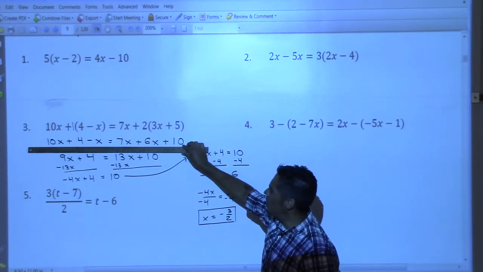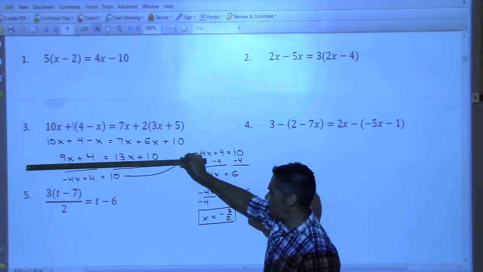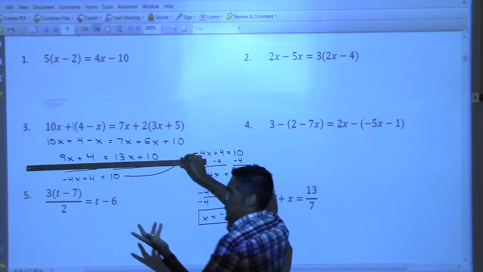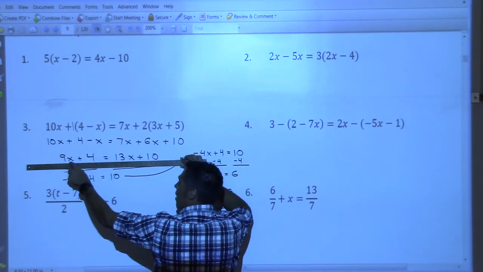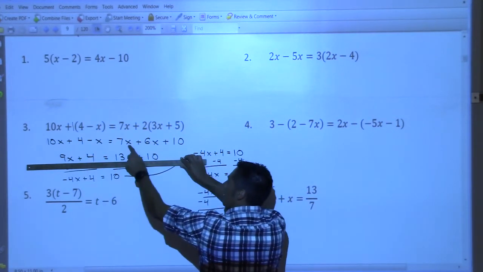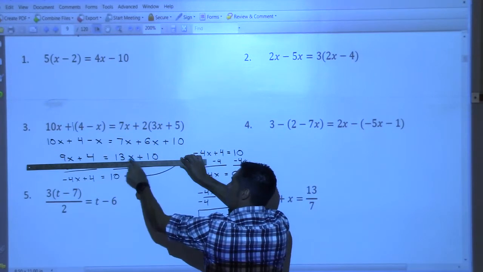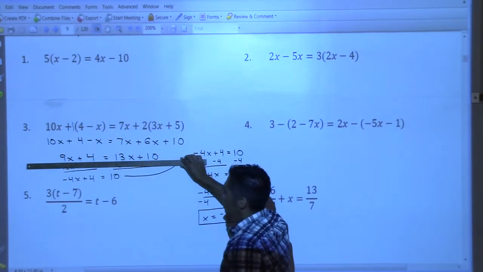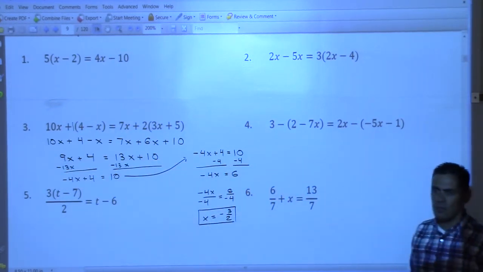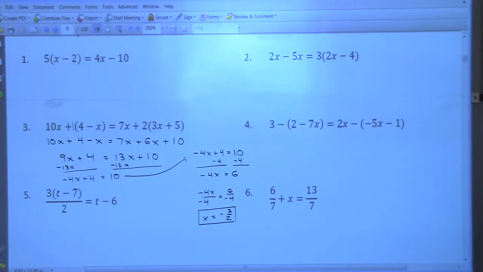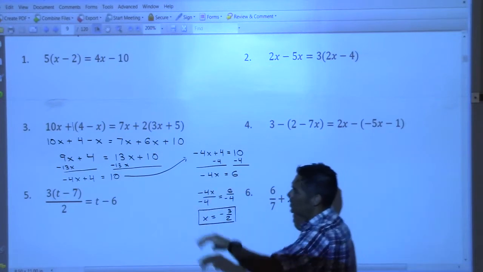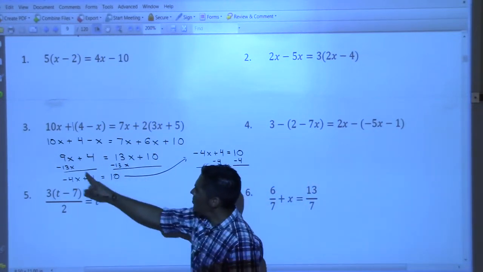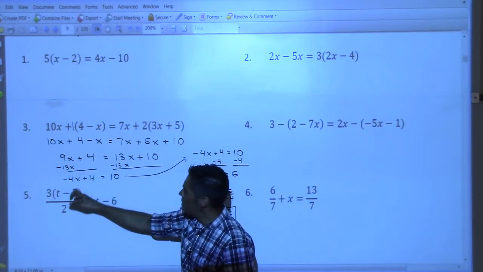Okay, and then the next line, what did I do to get the 9x plus 4 equals 13x plus 10? Combine like terms. So took 10x, took away 1x, and that gave us 9x, and we still had the plus 4. 7x plus 6x gave us 13x, and then still had the plus 10. Then the next line is where I chose that I was going to move everything to the left. And again, you could have moved everything to the right, but I said I'm going to put all my x's on the left. So I subtracted 13x here, subtracted 13x here.